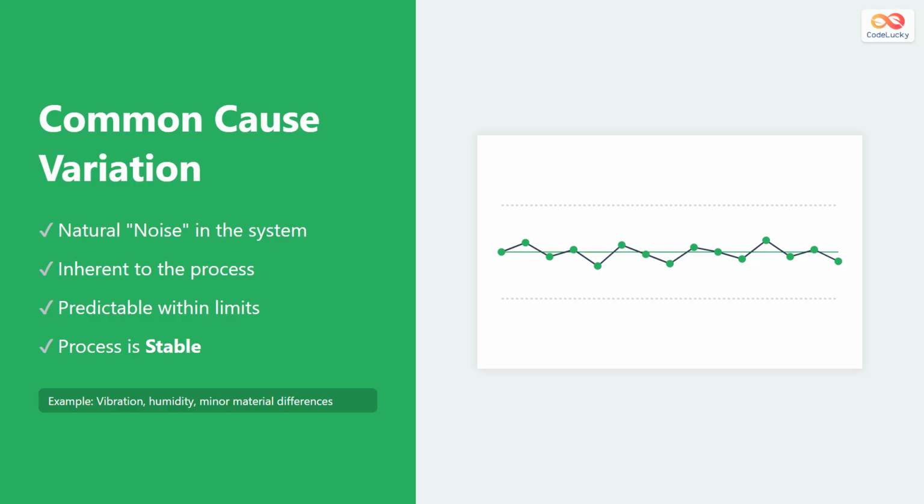There are two types of variation. The first is common cause variation. This is the natural noise in the system. It is inherent to the process and predictable within limits. If only common causes are present, we say the process is stable.